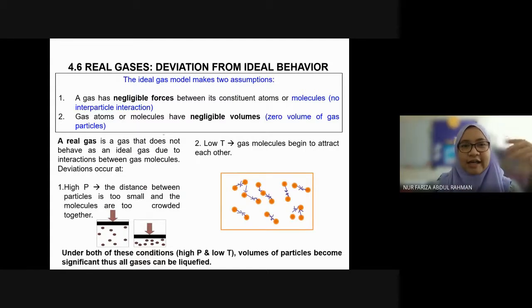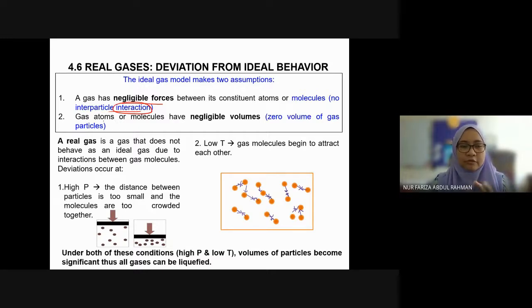Recap for the ideal behavior. The ideal gas model makes two assumptions. First, the gas has negligible forces between its constituents. That means no interparticle interaction. It's either repulsion or attraction, regardless. That's why it says interparticle interaction. The interaction can be in terms of attraction or repulsion. So there are no forces, there is no interaction between the molecules.